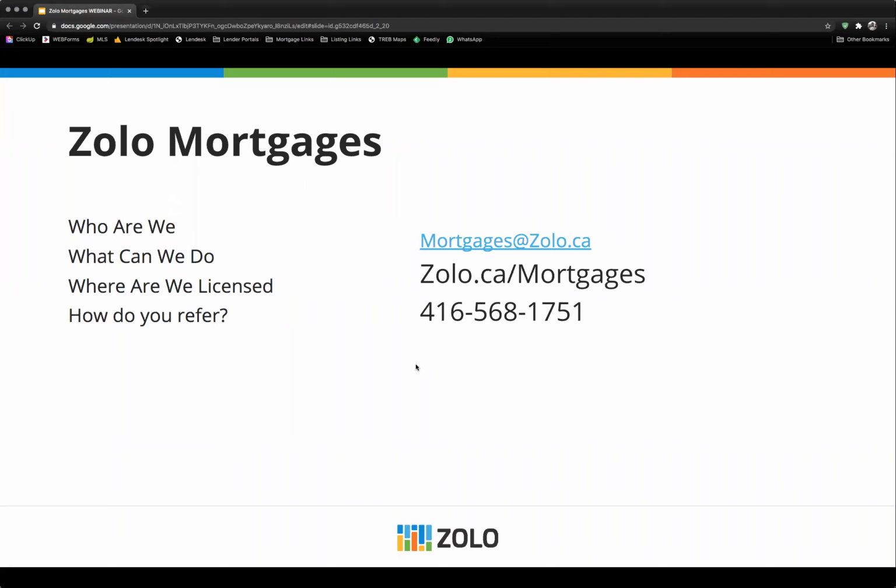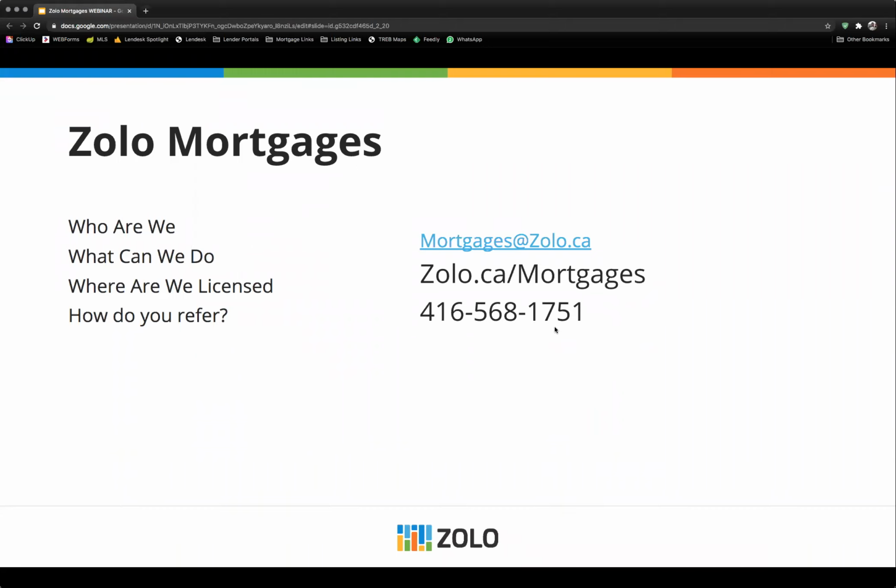Once again, my name is Mihir. I'm the principal broker on the mortgage side. I did have a slide before that introduced me. I realize we're all working remotely, so you may not see me in person anytime this year, but we will meet eventually, I think. My direct number is 416-568-1751. You can reach out to me with any questions that you have.